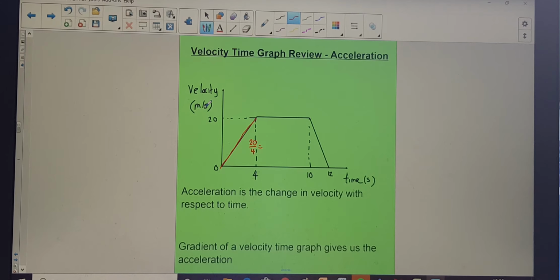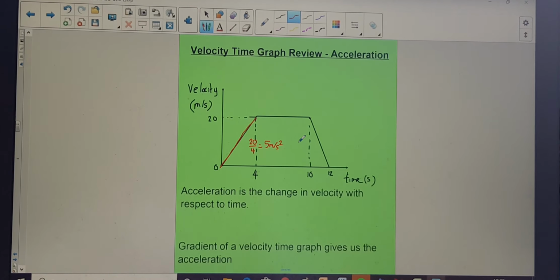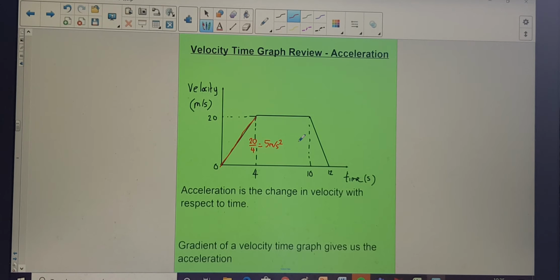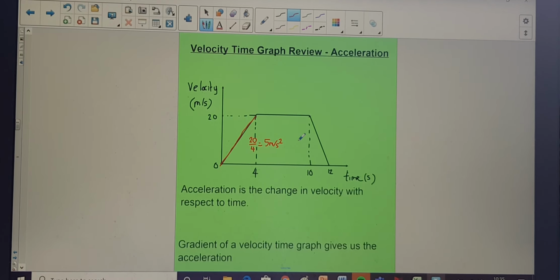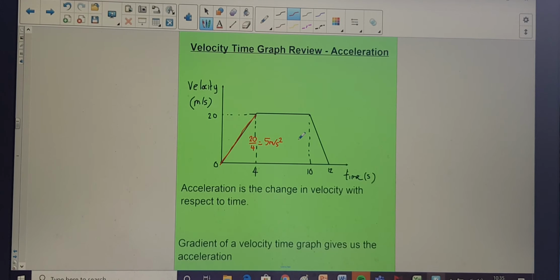For this first part of the journey, it has moved at 20 meters per second. So I'm going to call that 20 divided by 4, which is 5. And then I've got meters per second divided by second. The units for this acceleration is therefore 5 meters per second squared. Let's think about what that means. That's saying for every second that passes, the speed increases by a further 5 meters per second. It's quite confusing, that, yeah?